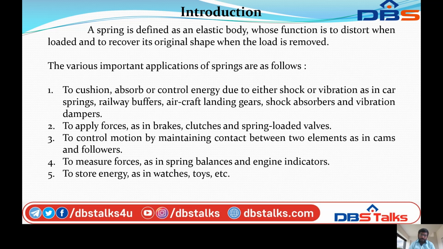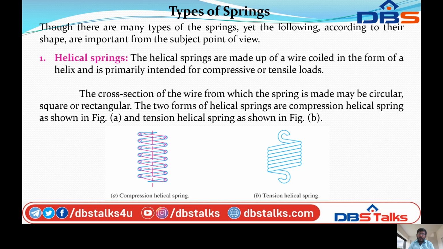Next, types of springs. There are many types of springs according to their shape; the following are important from the subject point of view. The first type of spring is the helical spring. Helical springs are made up of wire coiled in the form of a helix and are primarily intended for compressive or tensile loads.